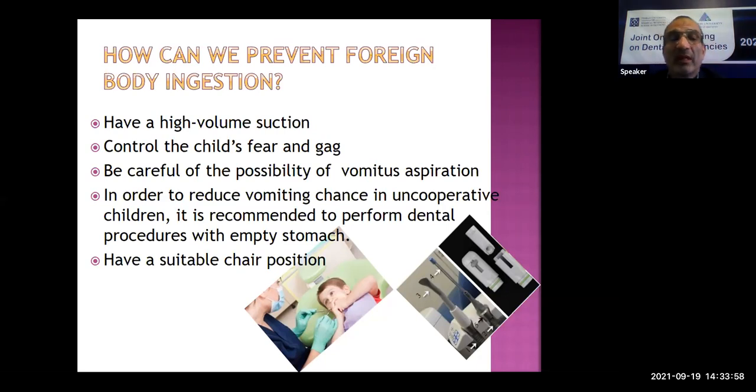The use of high volume vacuum is very important. In order to reduce the chance of vomiting in uncooperative children, it is recommended to perform dental procedures on an empty stomach, not after eating a lot, and to have a suitable chair position for all patients.